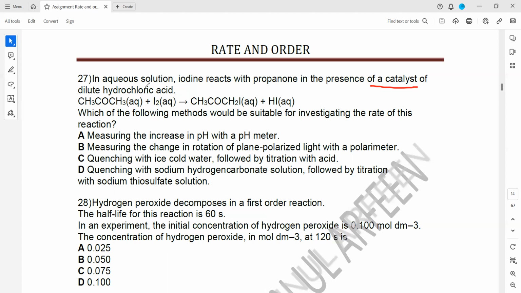So if the acid won't change, the pH of a solution does not change. That's why method A is not suitable for measuring the rate.